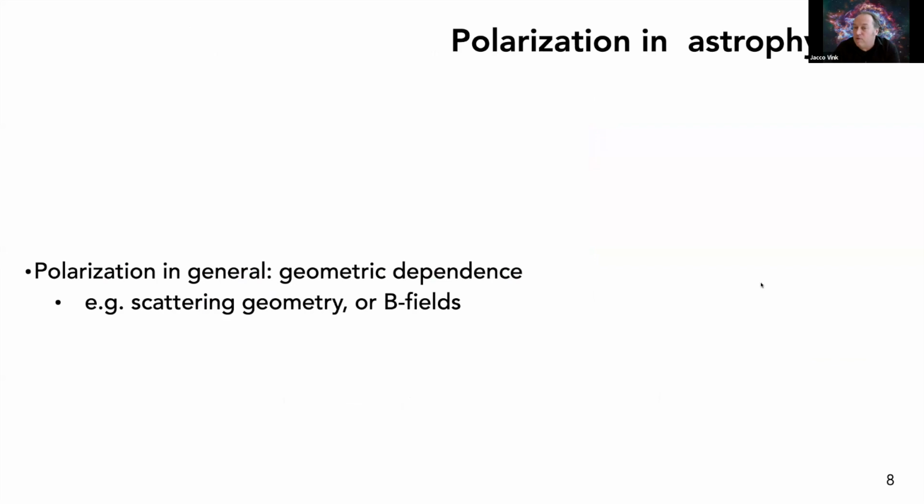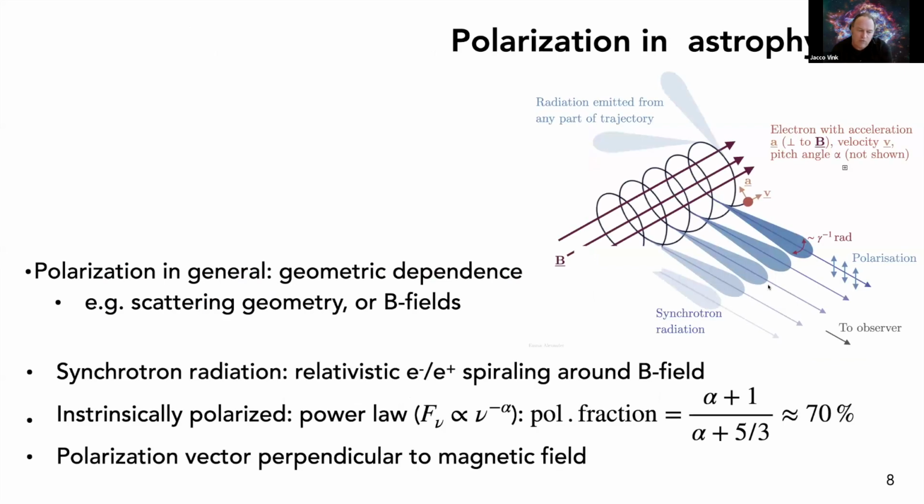So why study polarization in astrophysics? Well, in general, of course, polarization shows that there is some geometric dependence. Most polarization is induced by some scattering geometry. But in the case of synchrotron radiation, of course, we are talking about the magnetic fields imposing a preferred direction. So synchrotron radiation is caused by relativistic electrons or positrons spiraling around the magnetic field. I know Felix also talked at some point about proton synchrotron radiation, but that's much less efficient. So whenever we see it in galactic sources, it's invariably electron-positron synchrotron radiation.